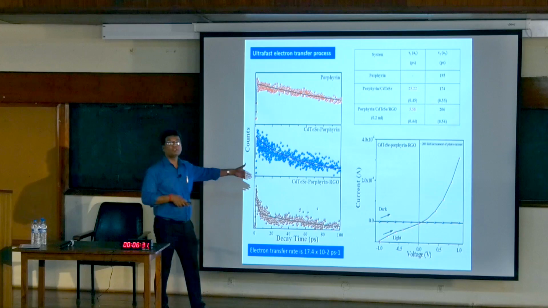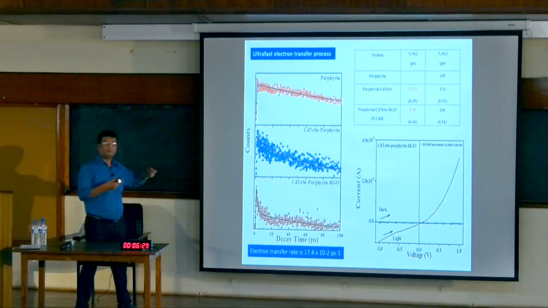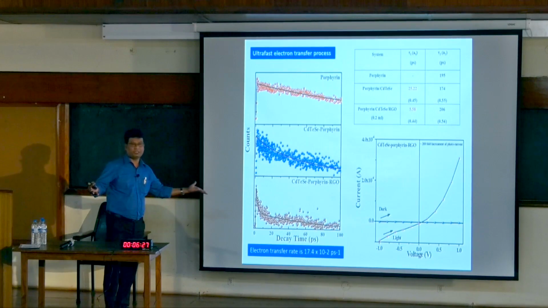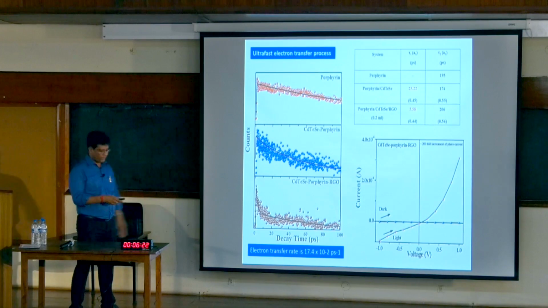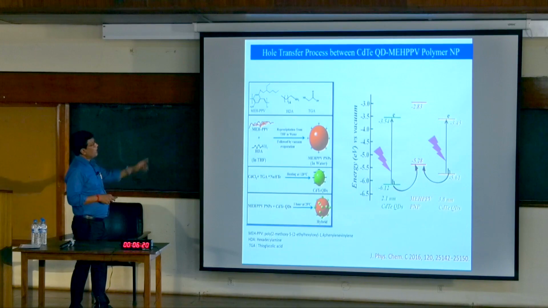But as a proof of concept, we have measured the photocurrent, that there is a charge separation that takes place when you excite by visible light. That is because of the porphyrin molecule. Now I will come to the next one.